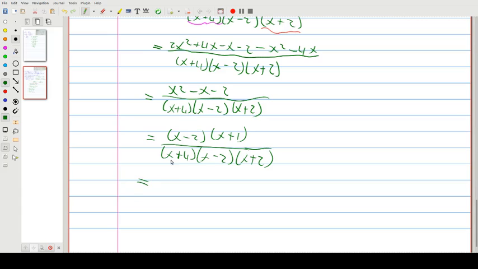Alright, so we see these are long questions. And now, luckily, we can cancel out these two, and we're left with our final answer of x plus 1 over x plus 4, x plus 2. That is it. So thanks for sending in this question. I hope it helped. And remember to factorize. And remember, factorizing is your friend when working with algebraic expressions.